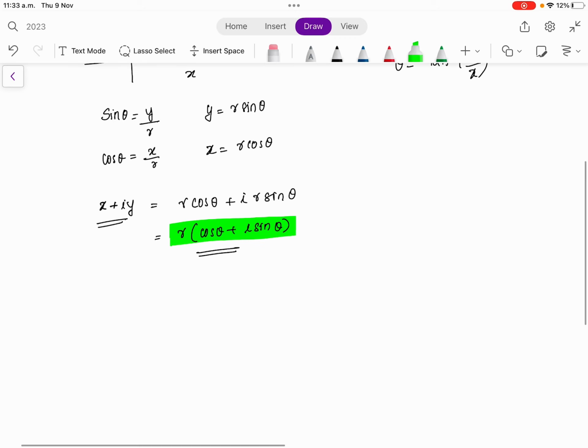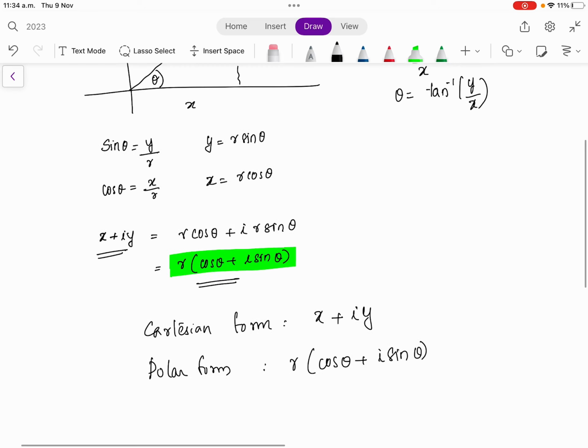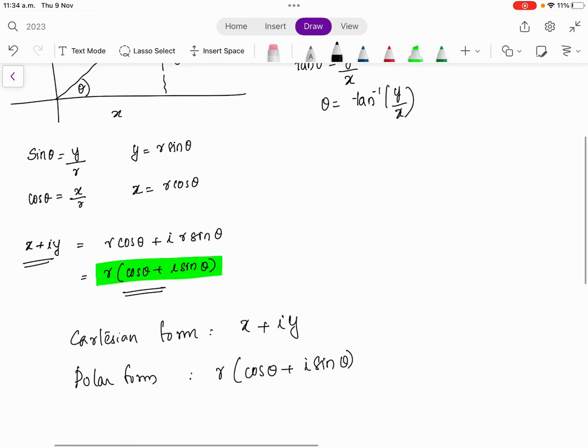So let us write that the Cartesian form of a complex number is x plus iy, and the polar form, which has another name, the modulus argument form, is r cos theta plus i sine theta. Now how do you convert between these two? That is with the information r is equal to the square root of x squared plus y squared, and theta is equal to tan inverse y over x.